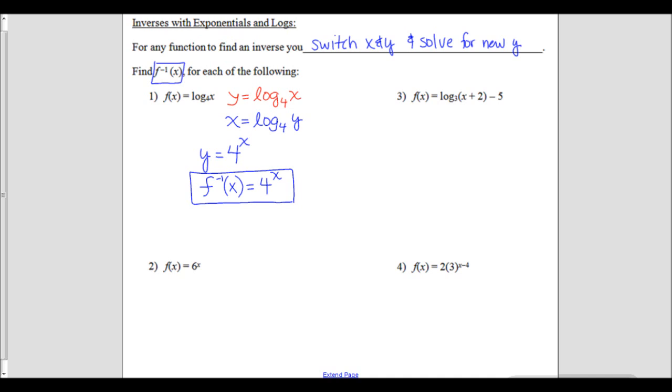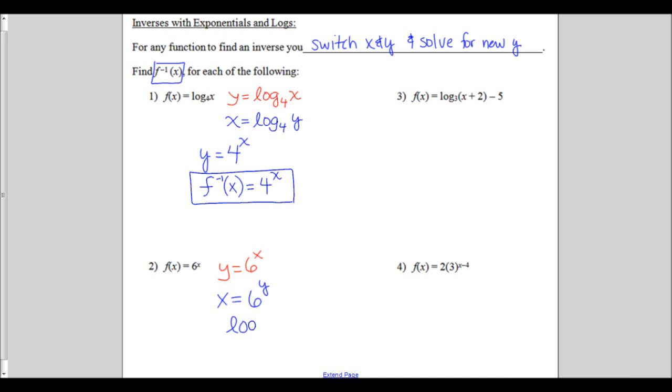In number 2, we're trying to find the inverse of f of x equals 6 to the x. If I wanted to write this in y equals, I would have y equals 6 to the x. When I go to find the inverse, I switch x and y. So now I have x equals 6 to the y. In order to get the y by itself, I need to convert to logarithmic form this time.